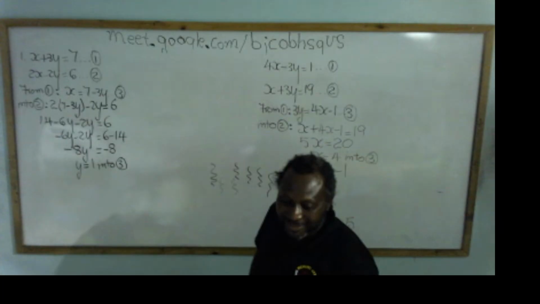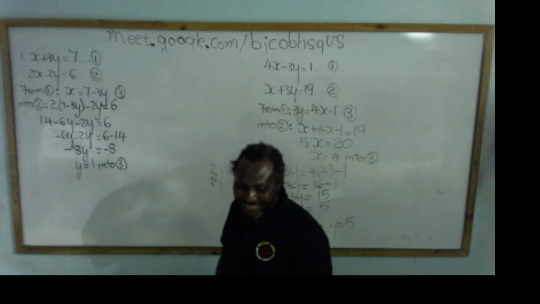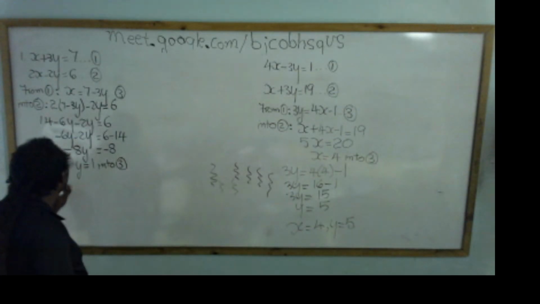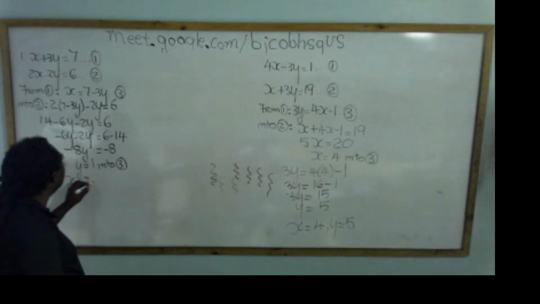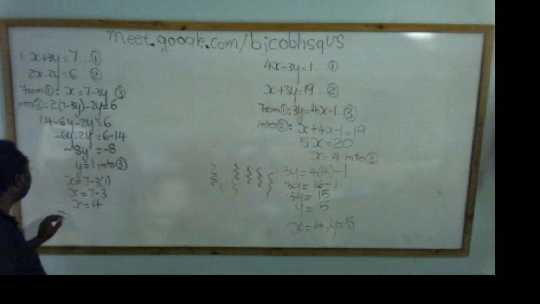Students, be on your keys. Right, so for sure, it's 4. So x is equal to 7 minus 3 times 1. So x is equal to 7 minus 3. x is equal to 4. And we might spell it out now. x is equal to 4, while y is equal to 1.